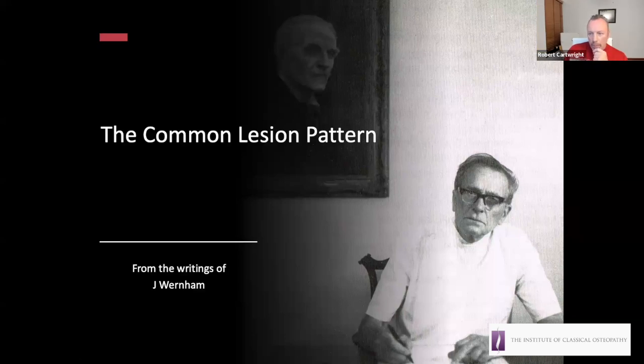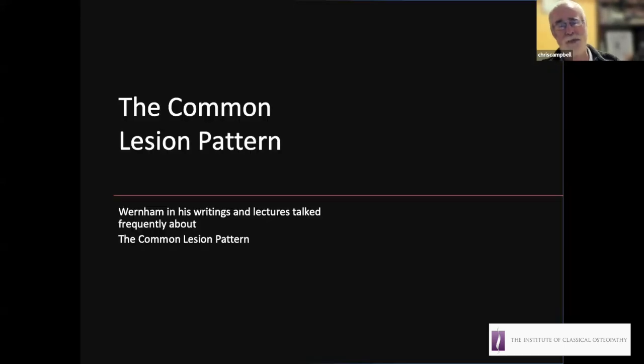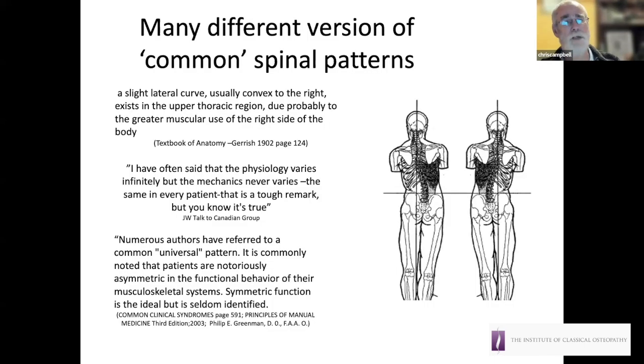Perfect. So it's about the common lesion pattern. And we used to hear this all the time from Wernham and his writings and his talks. He used to say that the physiology varies infinitely, but the mechanics never vary. And as students, we used to get quite confused about this, as to what he was talking about and the position that he was taking. So I'm going to go through what he said in his writings first, and then look at some other people's writings about it, and then see if we can pull it together into what it means in terms of osteopathy, and particularly classical osteopathy. And we find that there's a number of different versions of this.